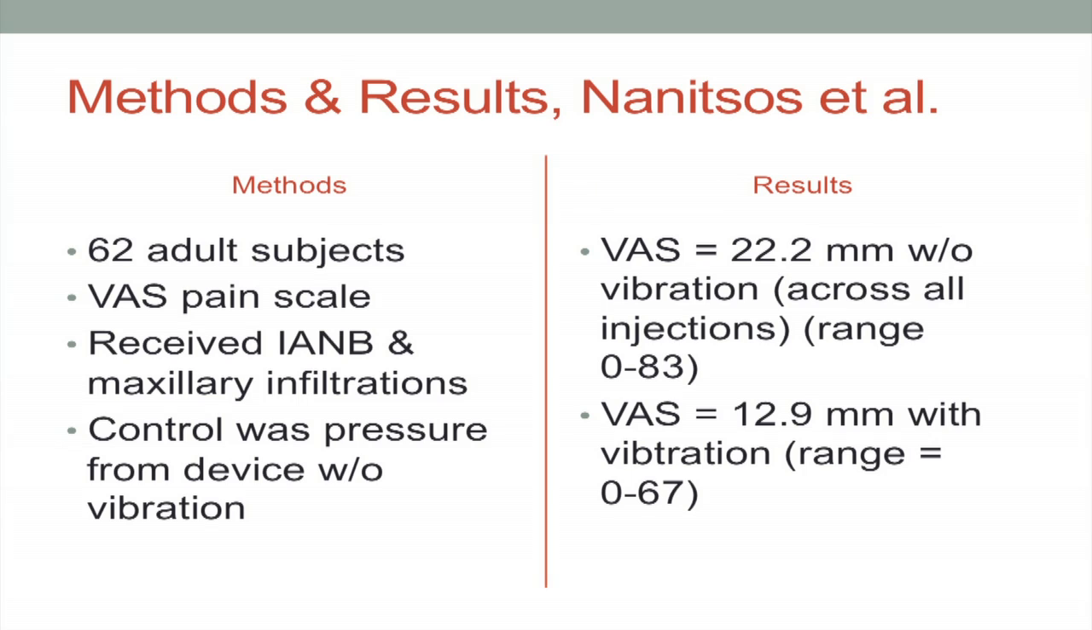In this study, 62 adult subjects were included, and a visual analog pain scale was used to score injection discomfort. The subjects received an inferior alveolar nerve block and maxillary infiltrations, and the control group simply had the vibrating device applied but without the vibrating mode activated. In regard to the results of this study, visual analog scores averaged 22.2 millimeters without vibration across all of the injections, with a range of 0 to 83, while when vibration was used, the visual analog scores averaged 12.9 millimeters, which was a significant improvement.